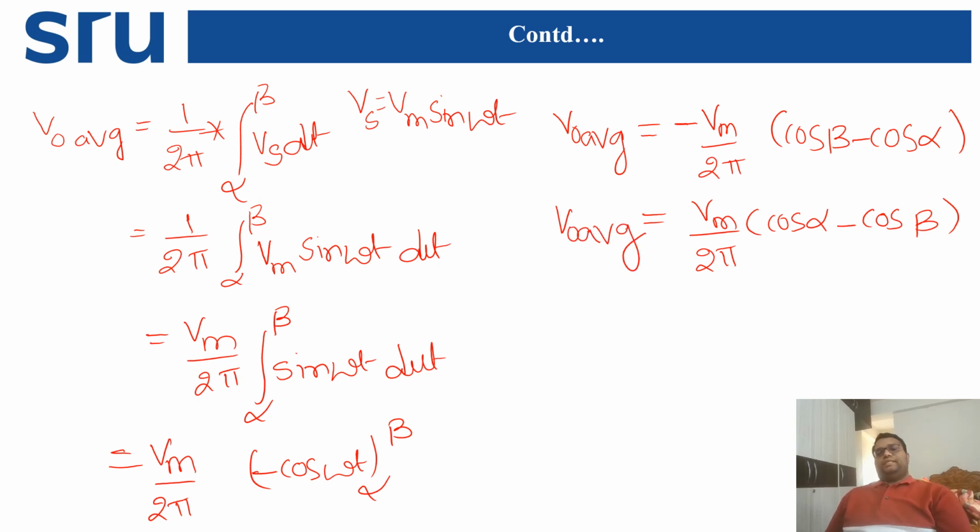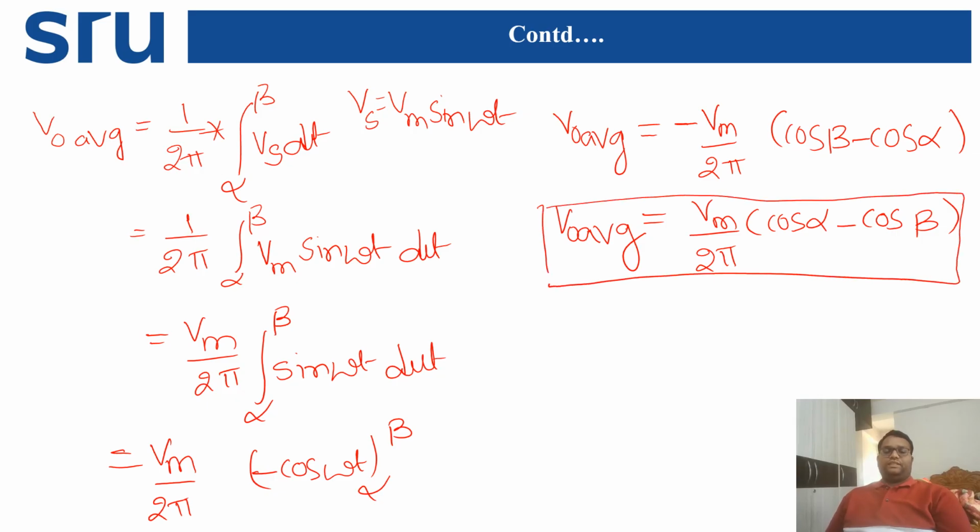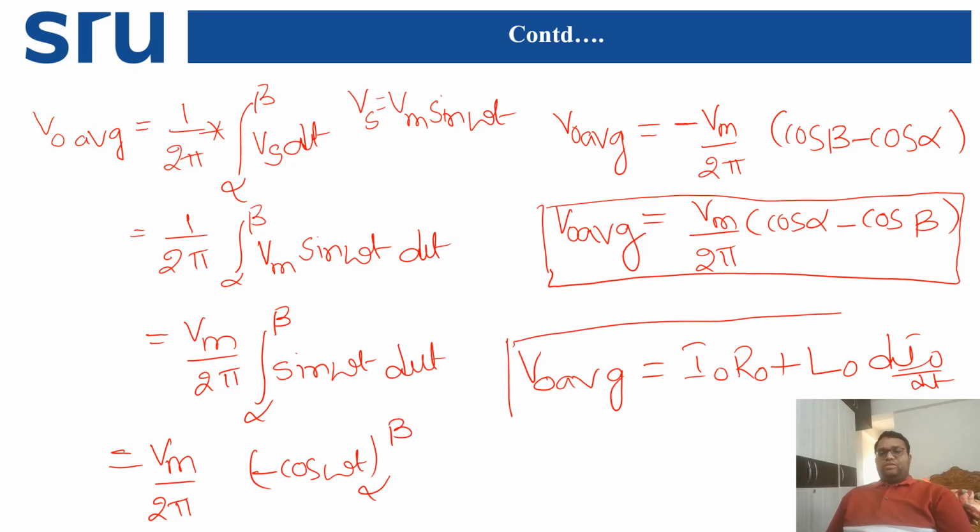After the V naught average, we will derive the RMS voltage. And here V naught average, how will we write it? V naught average is equal to I naught into R naught plus L naught d I naught by dt. Like that we will write it in the expressions. So this is the second expression.